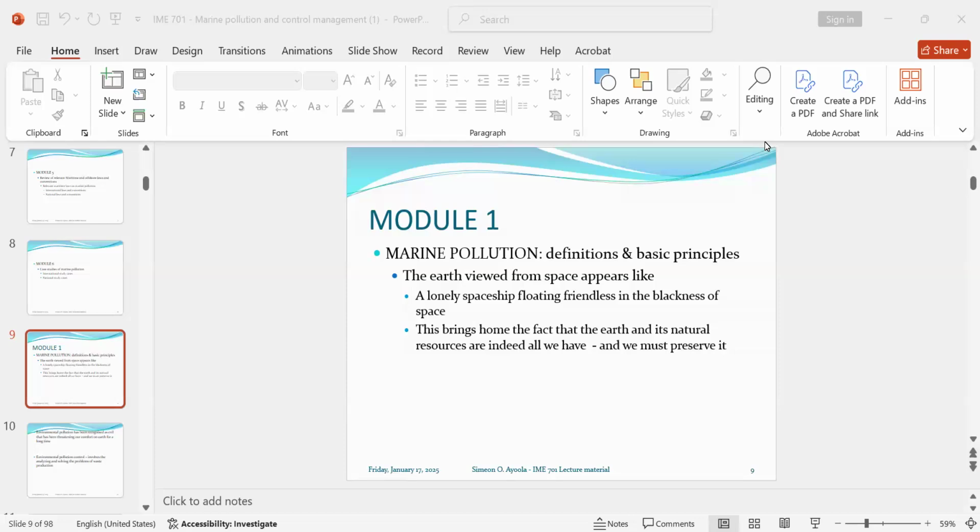Marine pollution definition and basic principles. Now, the Earth viewed from space appears like a lonely spaceship floating friendless in the blackness of space. This brings home the fact that the Earth and its natural resources are indeed all we have, and we must preserve it.